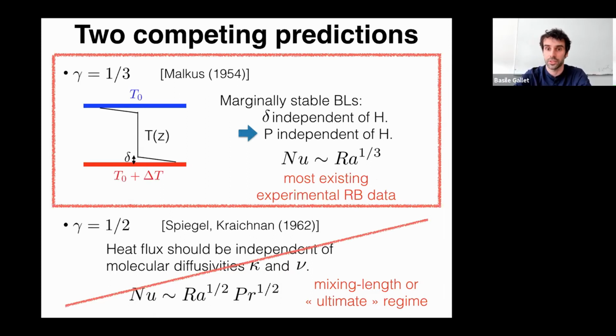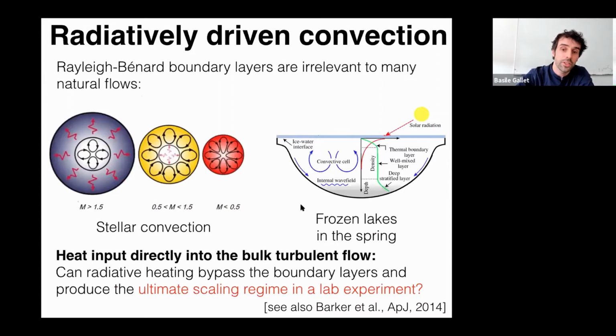Now I can provide you with at least two examples of flows where you would guess that the boundary layers of the Rayleigh-Benard setup are irrelevant. The first one, again, is stellar convection, where for large mass and low mass stars, you have a direct overlap between the heat source and the turbulent bulk convective flows, so no boundary layers there.